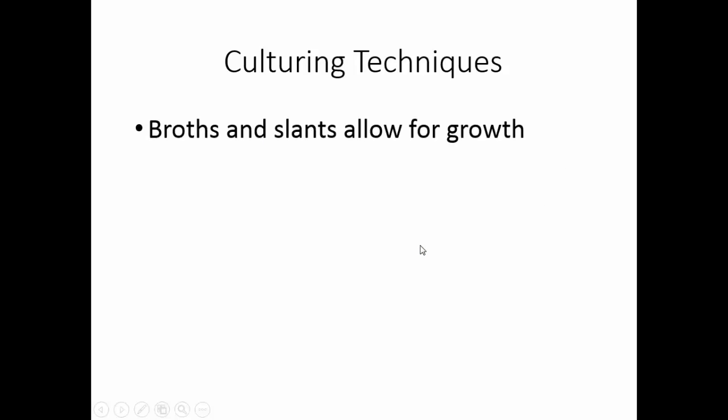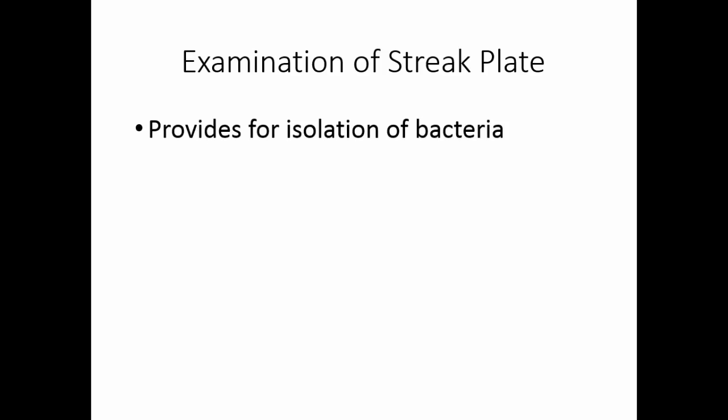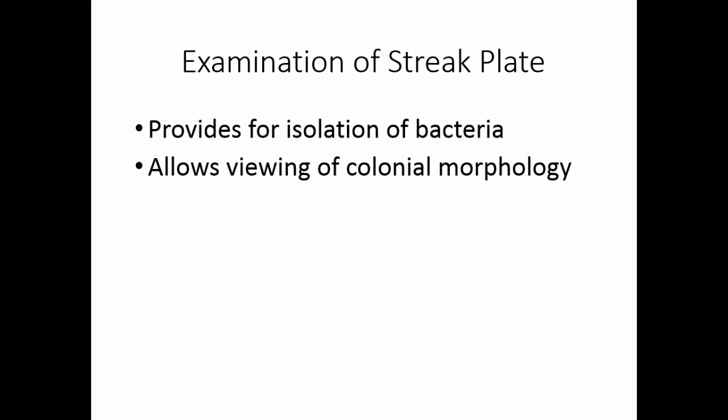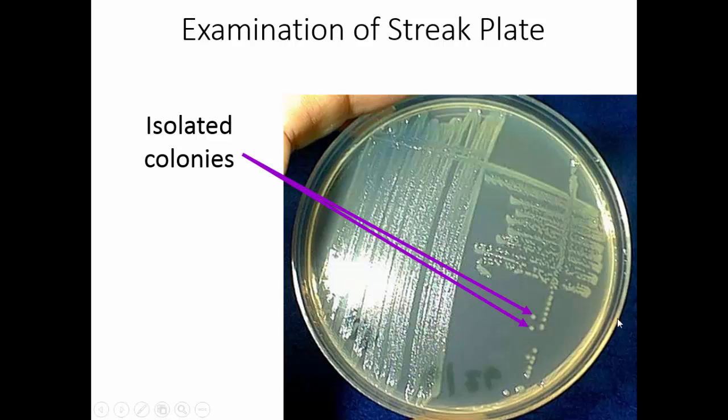Broths and slants allow for growth, but they are not isolation procedures. Your streak plate is one of the ways that isolation of bacteria can occur. Because all of the colonies are going to be on the surface of the agar, this allows for viewing colonial morphology. As you look at your streak plate, you are looking for isolated colonies, colonies that are not touching each other. These will have come from a single organism, and so they will be pure cultures.